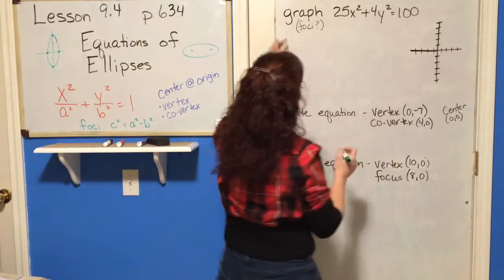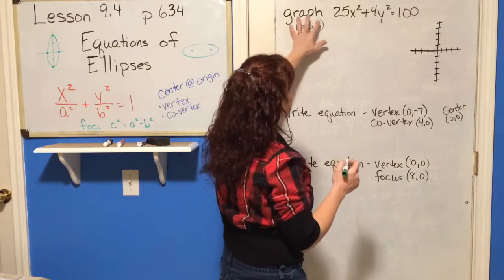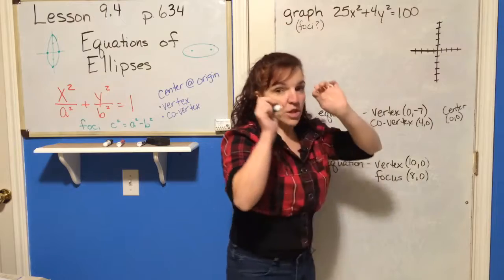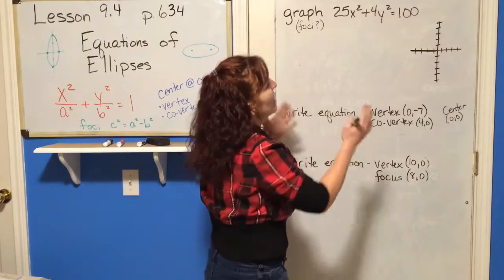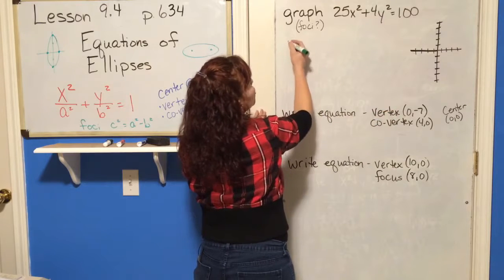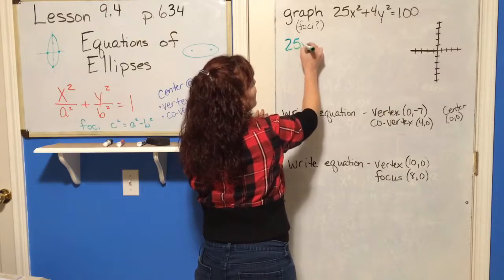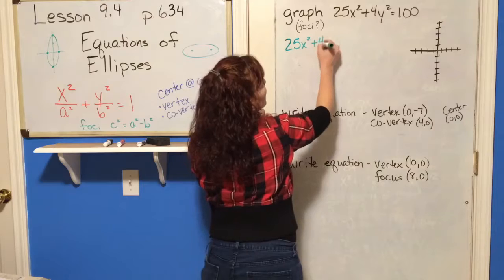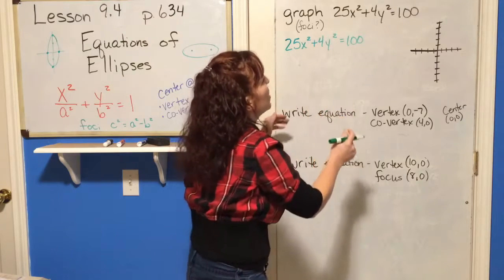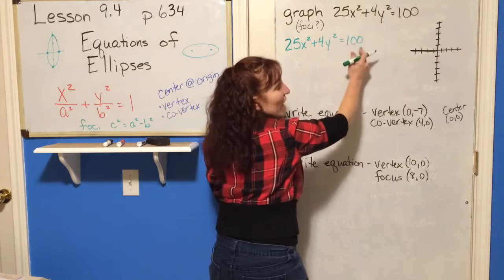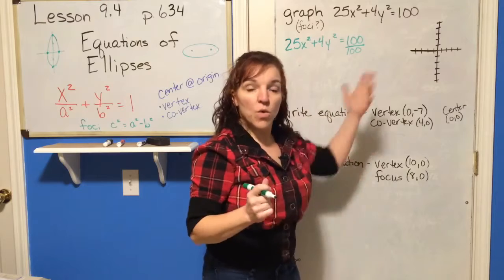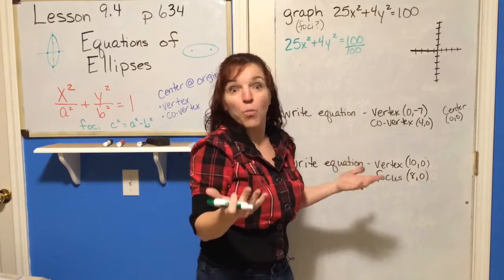So what we're going to do is graph and find the foci of 25x squared plus 4y squared equals 100. So here's the trick. You need this to be equal to 1. So you're going to take this equation, and you want the right-hand side of the equation to be equal to 1. So just divide it by whatever that number is, and then it will become 1.